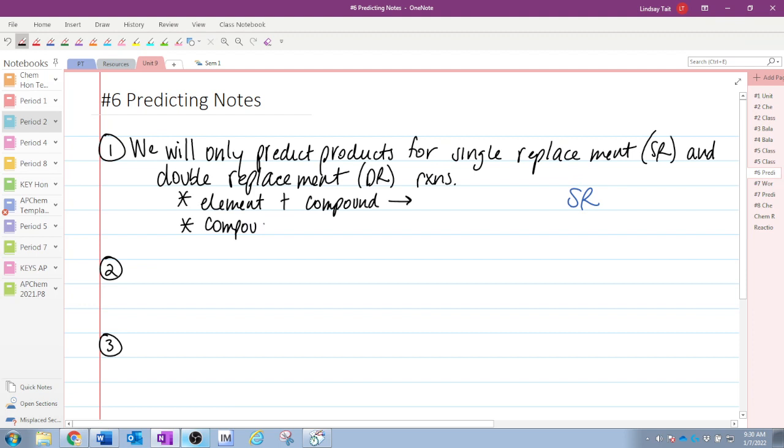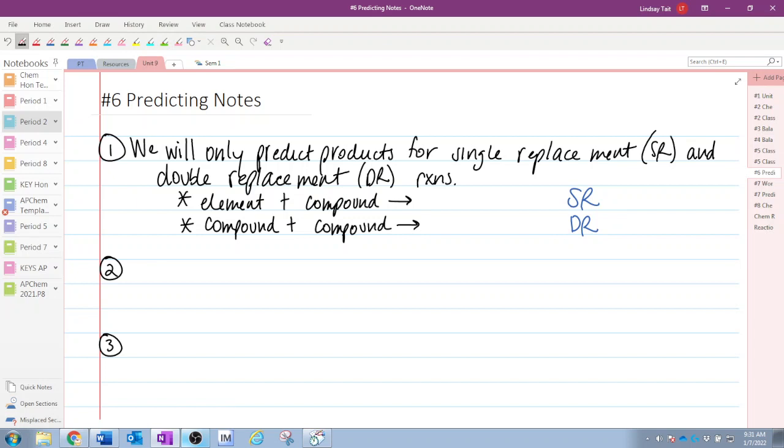Whereas if I gave you a compound reacting with a different compound and expected you to predict products, what type of reaction does that have to be? Double replacement, because those are your only choices. FYI, I am going to start using abbreviations for the reaction types. I use SR for single replacement, DR for double replacement, and then I will just use S for synthesis, D for decomposition, and C for combustion. And I'm okay if you start using those abbreviations as well.